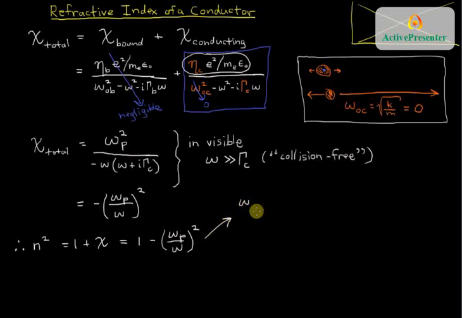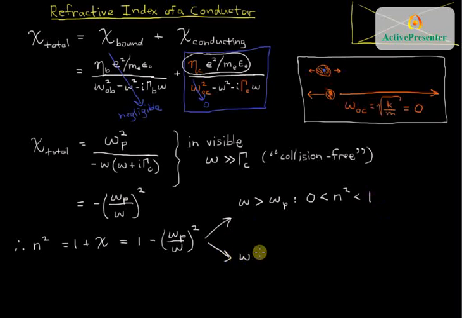When omega is greater than the plasma frequency, then this ratio is some number less than 1. When you square it, you got some number less than 1. And in that case, n squared is going to be equal to some number between 1 and 0. So you've got 0 is less than n squared, which is less than 1.